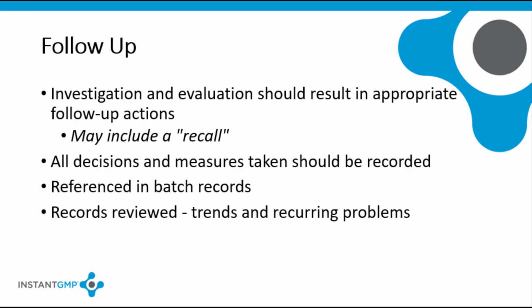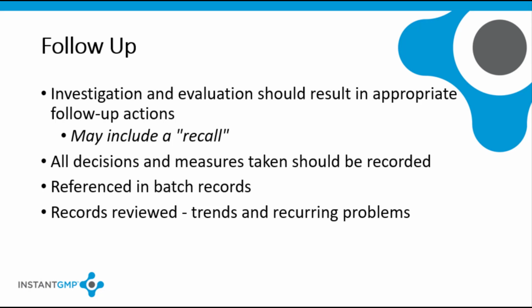Once the investigation and the evaluation is completed, there should be follow-up actions taken, which may include a recall of the product or a batch. All decisions and measures taken should be recorded. The complaint should be referenced in batch records, which can help identify trends during annual product reviews. Trends and recurring problems should be identified and action taken to prevent recurrence of the problems or cause.